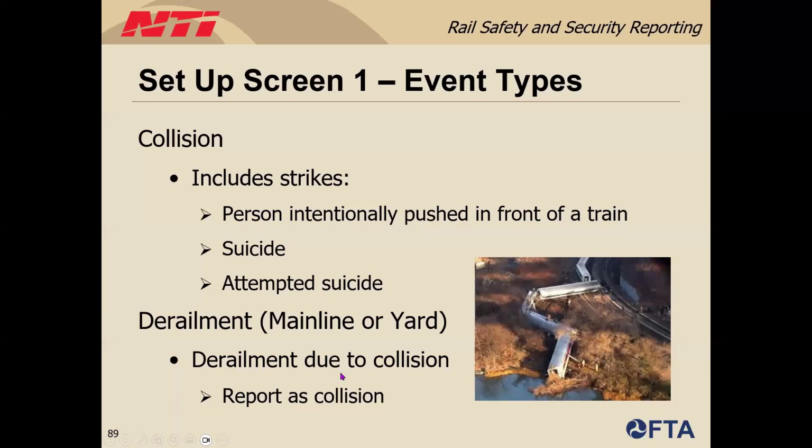The next option in the list would be derailments. This covers both mainline derailments and yard derailments. If the derailment is a result of a collision, so there was a collision first and then the car or train derailed, then you would report the event as a collision and enter the number of cars that derailed on the appropriate form.